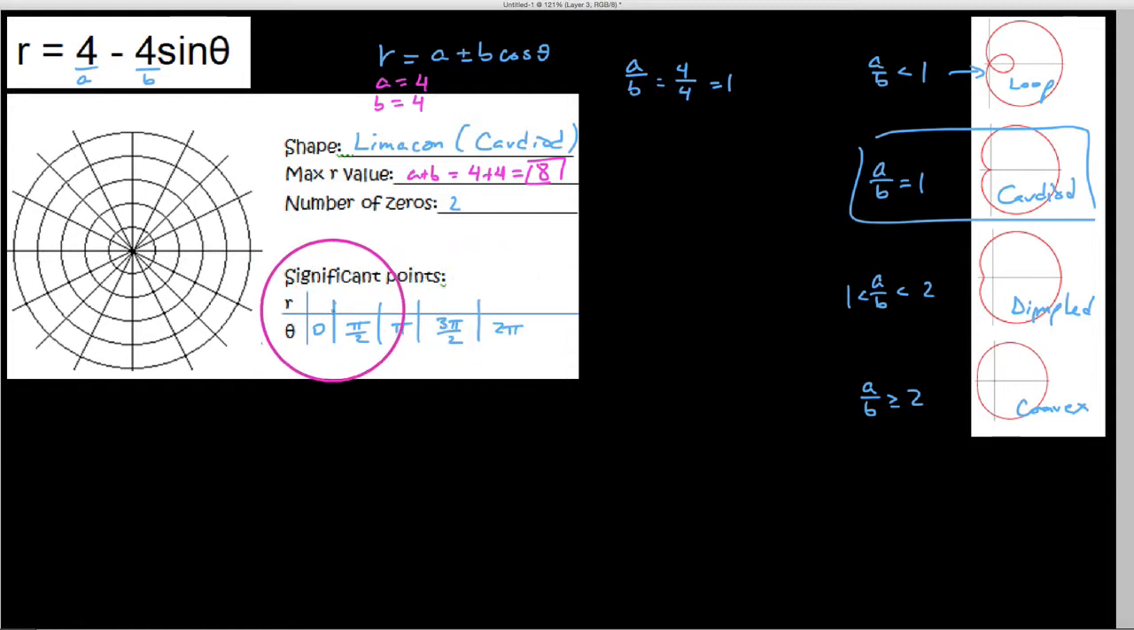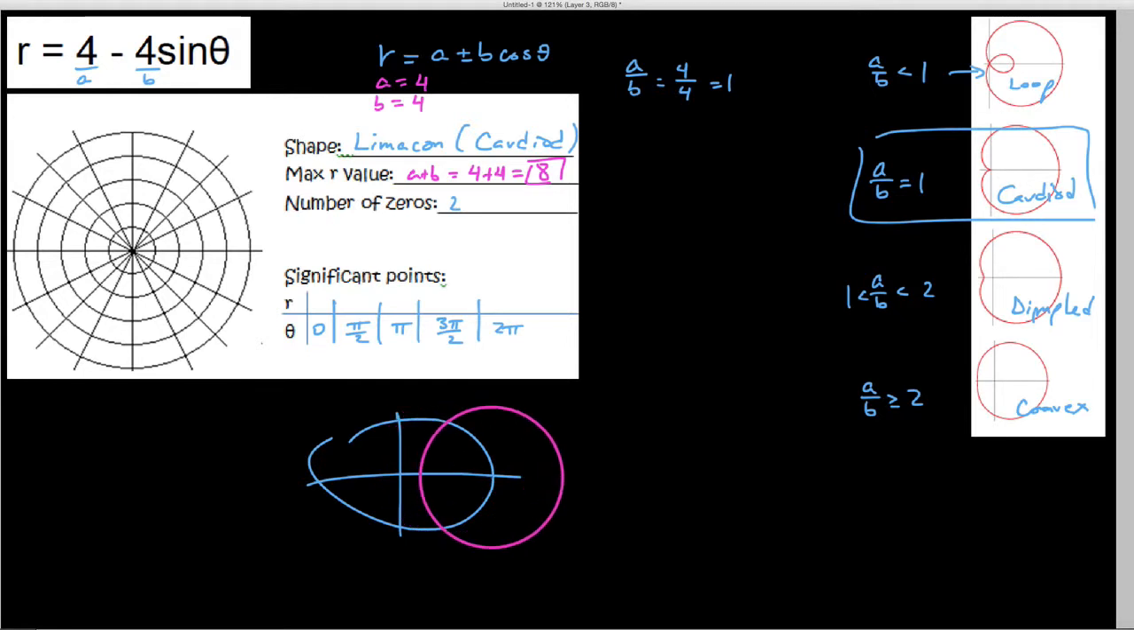So let's go ahead and plug these into our function. Plugging in 0, think about your unit circle. Sine of 0 is 0, so 4 minus 4 times 0 is 4. At pi halves, our sine value is 1, so 4 minus 4 times 1 is 4 minus 4, and we get an output of 0 here.